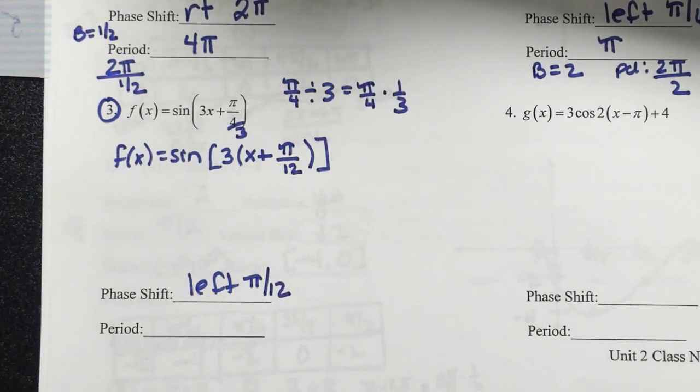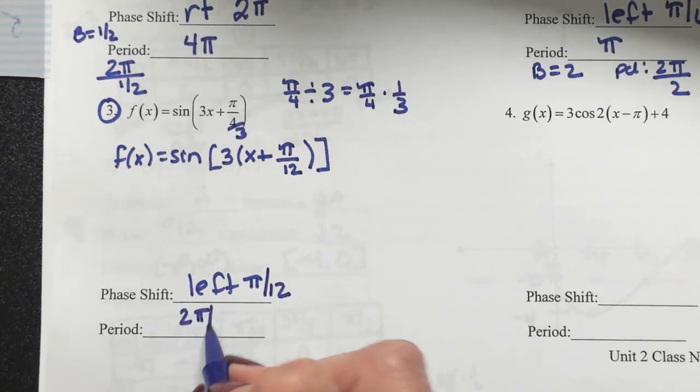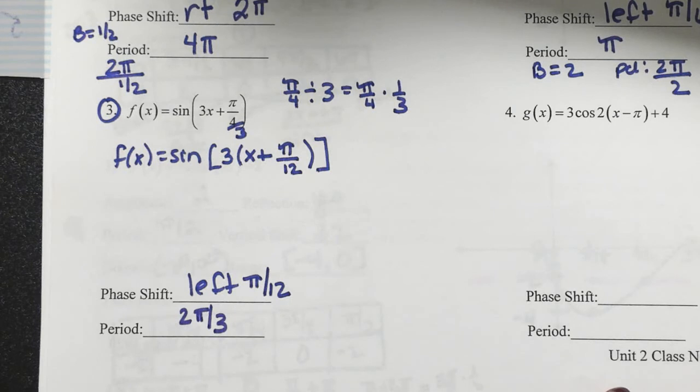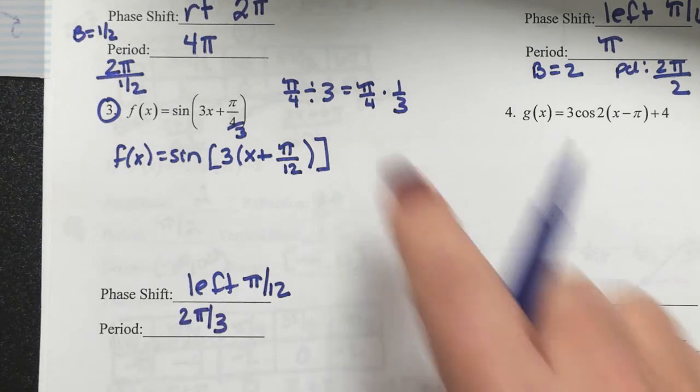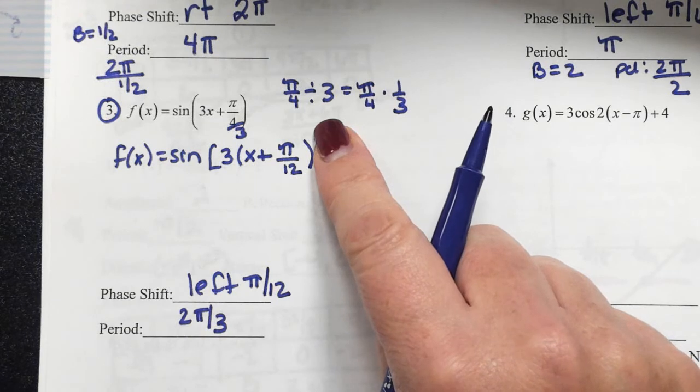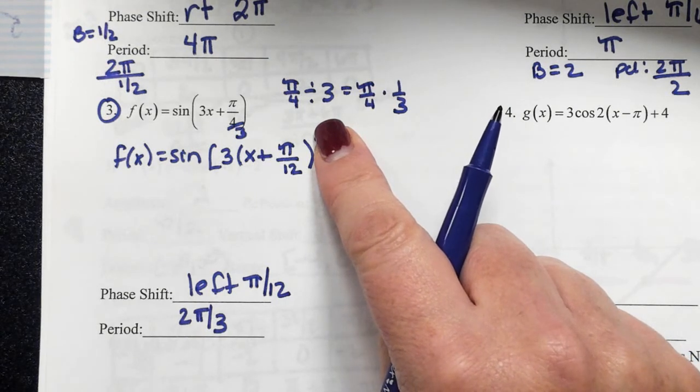What's the period going to be here? The period's going to be what? 2 pi over 3. All right, so any questions on 3? Remember, you need to remember this in your mind. When you're dividing fractions, you're multiplying by reciprocals.